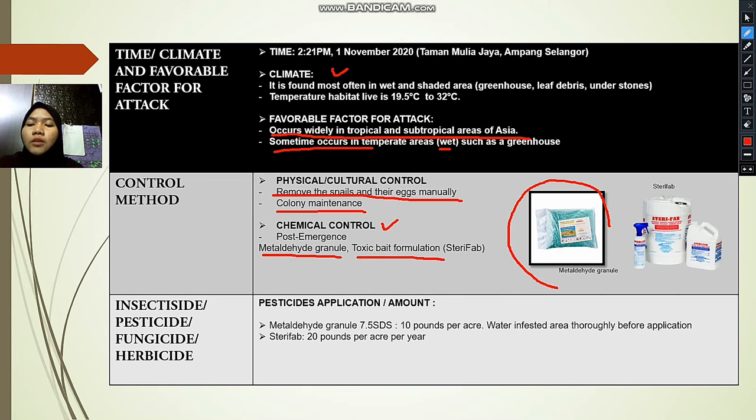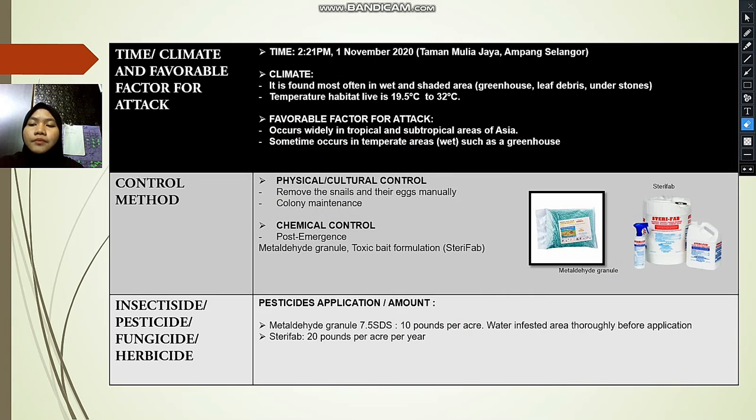For the chemical control, we only have a post-emergence, which is the metaldehyde granule and toxibait formulation. So here you all can look the pictures of metaldehyde granule and the pictures of toxibait. For the pesticide application and amount for toxibait, we can use 20 pounds per acre per year, and metaldehyde granule we can use 10 pounds per acre. So this is about snails.